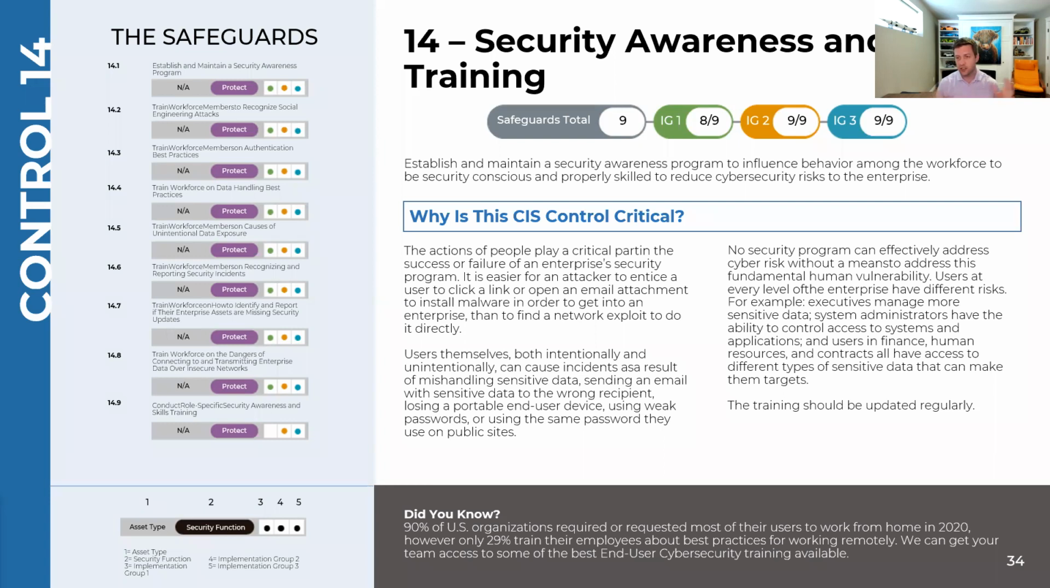And then the last one we'll touch on, because it's only one item out of number 2, which is conducting role-specific security awareness and skills training. The reality is that somebody in sales has a different level of access and awareness to the confidential information than somebody in engineering. So they should have different levels of training and awareness around cybersecurity.